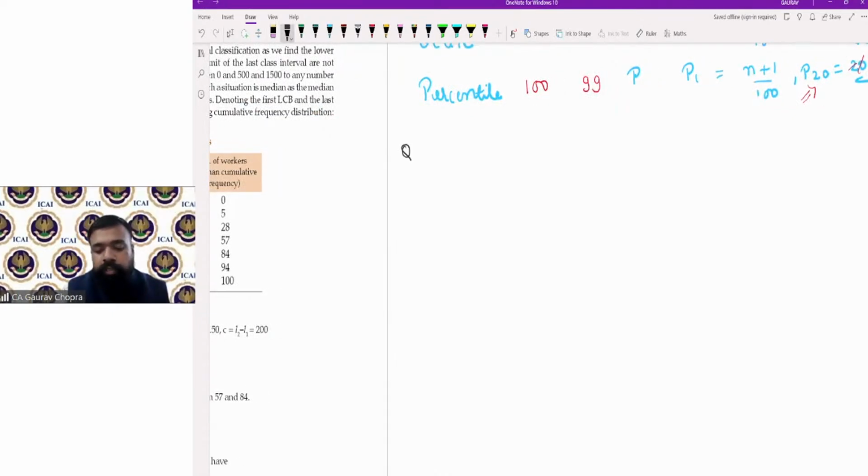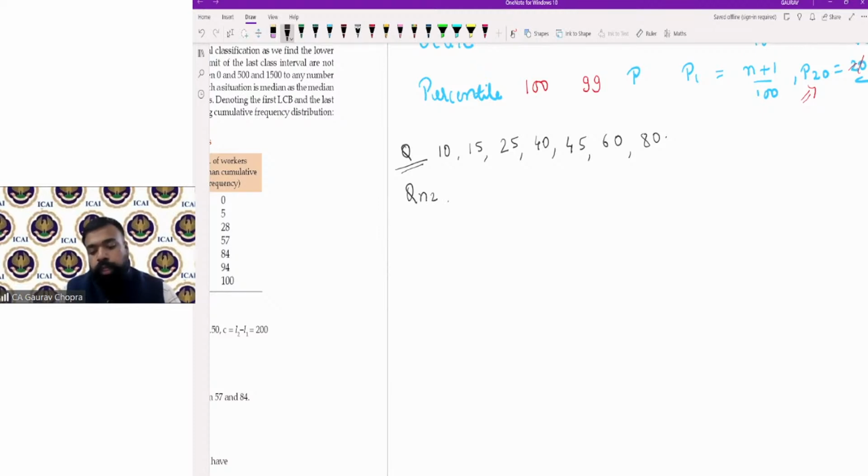The values are given: 10, 15, 25, 40, 45, 60, and 80. These are the given values of a question, and all of them are arranged in ascending order.